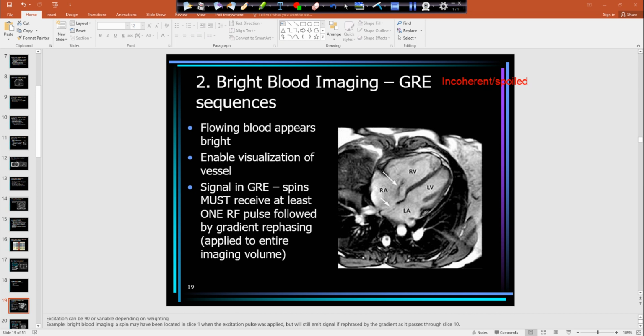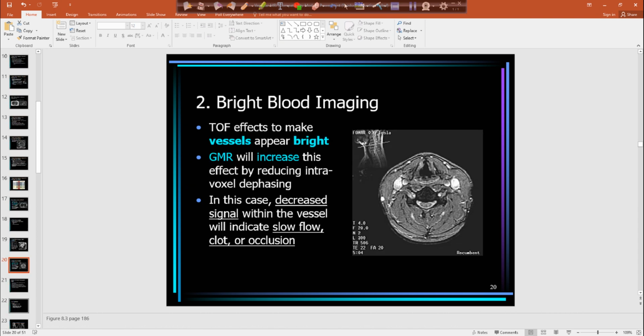So we're getting high signal from blood flow because we only have one RF pulse, and then the gradients rephase it. We don't have that 180-degree refocusing pulse, which limits our imaging of flowing blood. What's our flip angle within gradient echo? Greater or less than 90? It's a lot shorter. It's like 15 to 20.